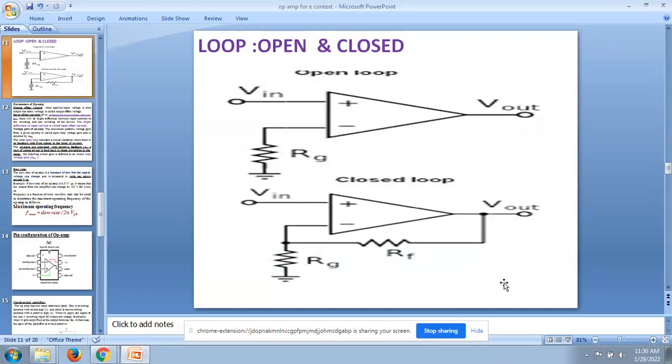So when an operational amplifier is operated, it has to be operated in two loops, that is, open loop and closed loop. If you look at this picture, you see the open loop of an operational amplifier. The second picture is the closed loop of an operational amplifier.